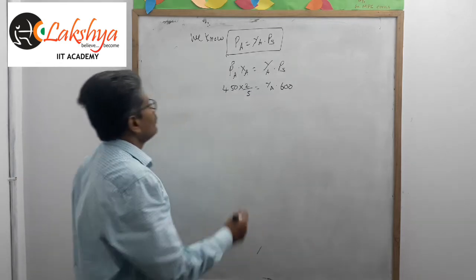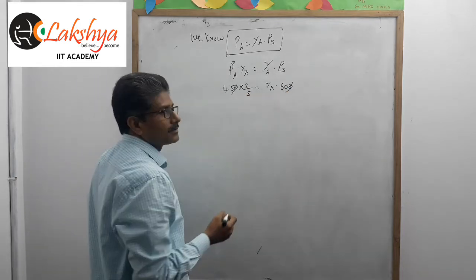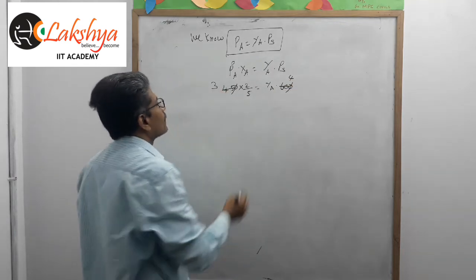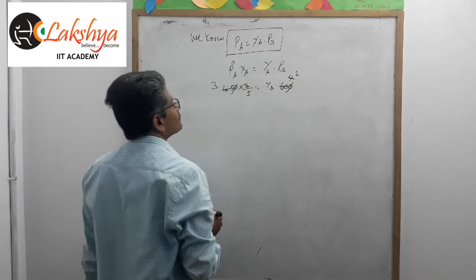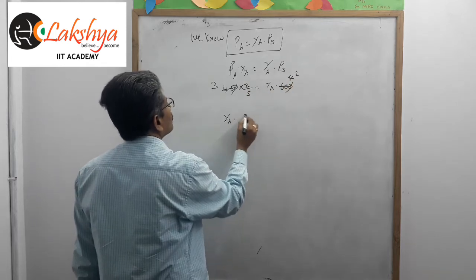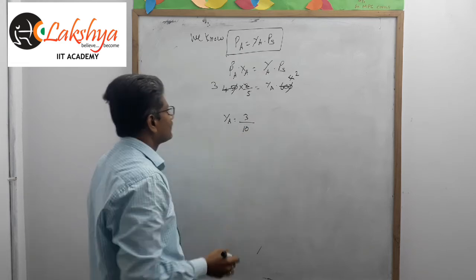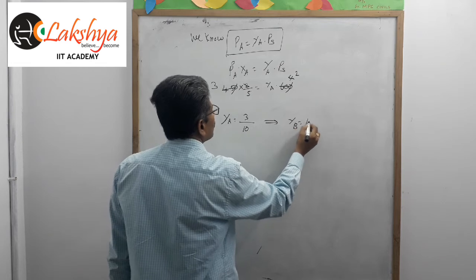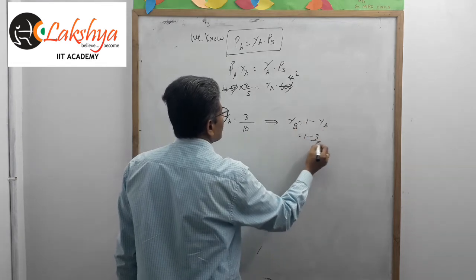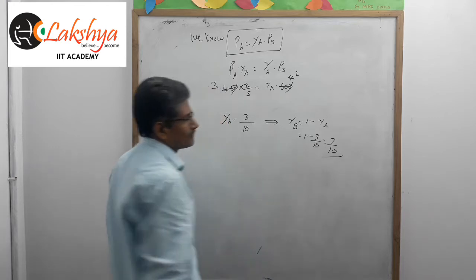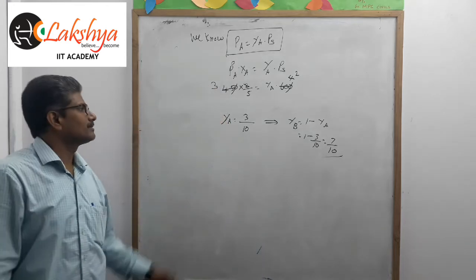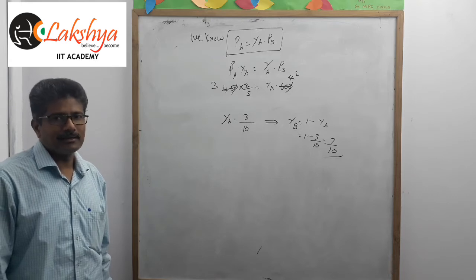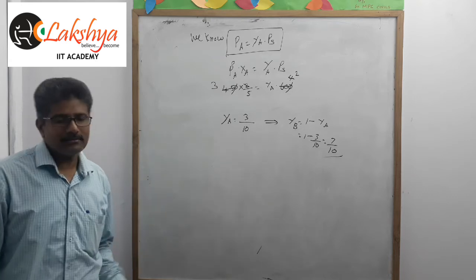Simplify that one. Zeros cancel. 15 3 times, 15 4 times, 2 times. Then YA is equal to 3 by 10. If YA is equal to 3 by 10, that implies YB is equal to 1 minus YA, 1 minus 3 by 10, 7 by 10. Okay? So these are the compositions of XA, XB, YA, YB. Understand? Note that one.